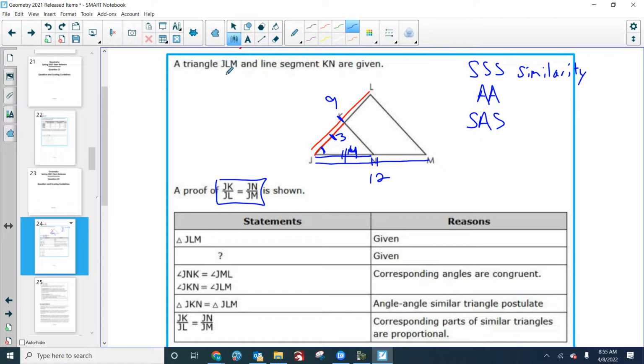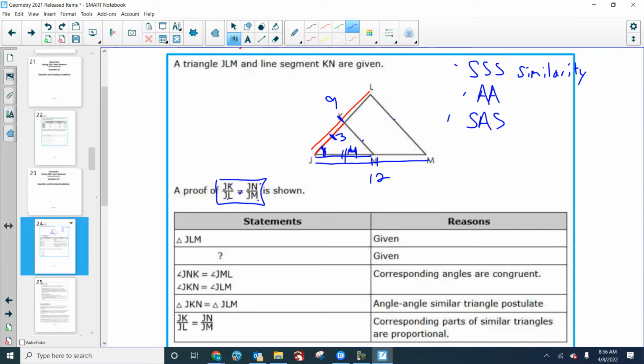Well, let's check it. What's 3 over 9? 1/3. What's 4 over 12? 1/3. Are they equal? Yeah. So that's the kind of thing we're looking for. If this is true, then these triangles are similar by which of these? I don't know anything about these other sides. SAS, right? S, the angle, reflexive property, S.